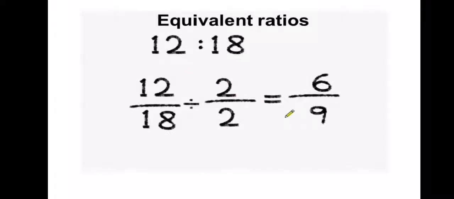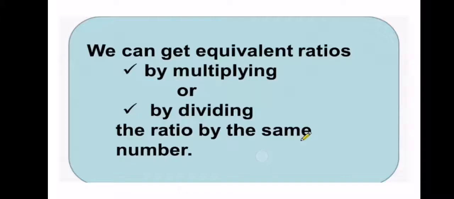Also we said we can make it by dividing. Let's try 12 to 18. Write it in the fraction form, divide by the same number up and down, you will get 6 over 9. 12 over 18 equal to 6 over 9. Why? Because I divided both numbers by the same number. So let's remember again, to get equivalent ratios, I can multiply or divide my ratio by the same number.